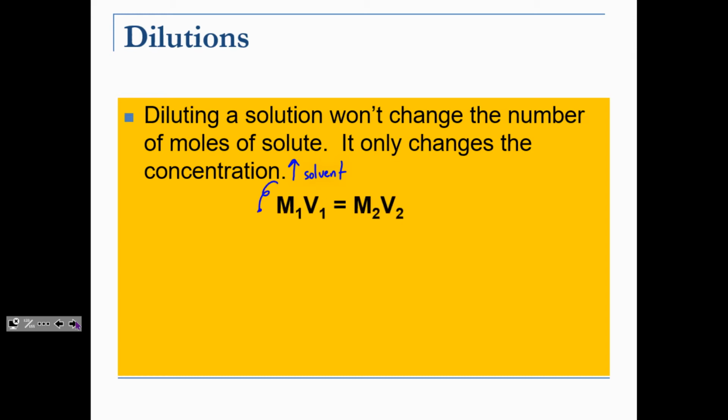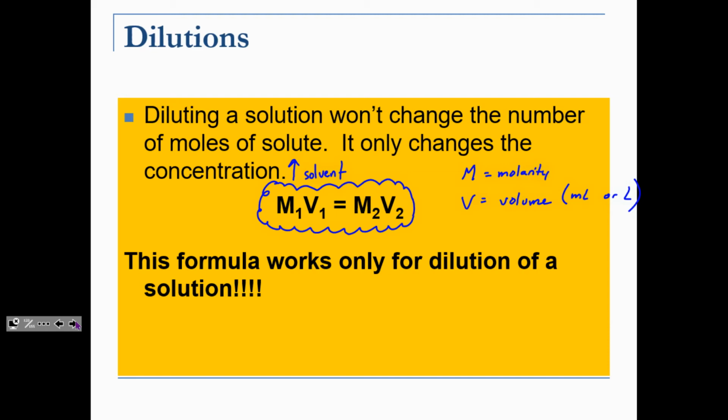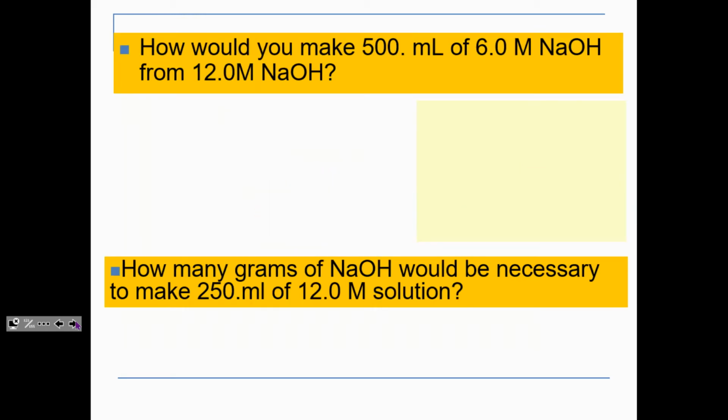So here's our equation. M1 times V1 equals M2 times V2. M is molarity. V is volume, generally in liters, but you can have either milliliters or liters. This formula works only for dilution. If we ever saw it with stoichiometry, we wouldn't use it for a reaction because we would have to encompass the mole-to-mole ratio.